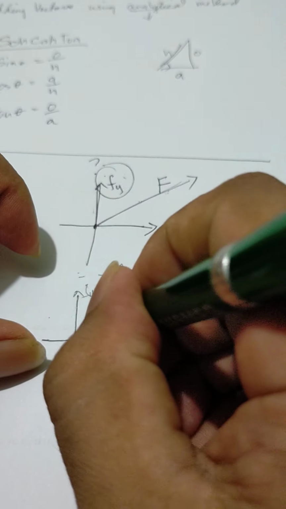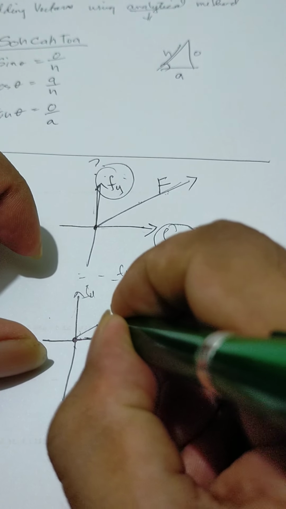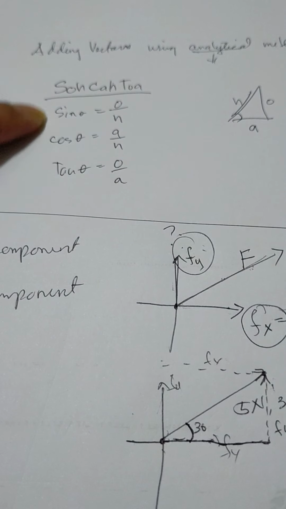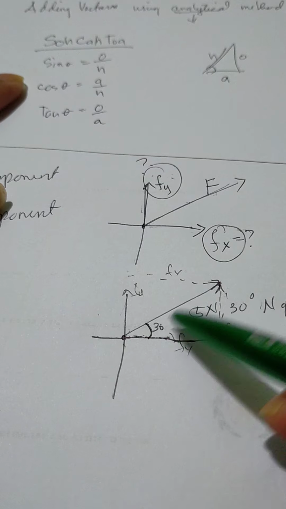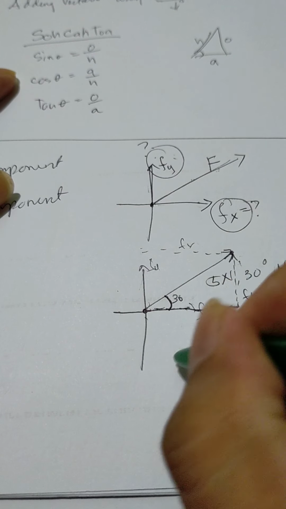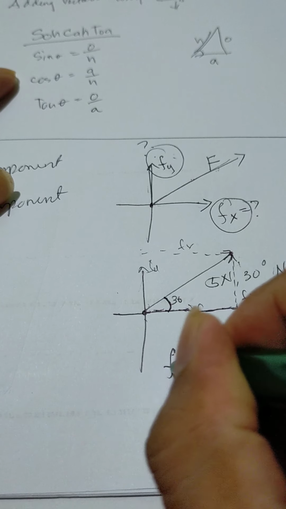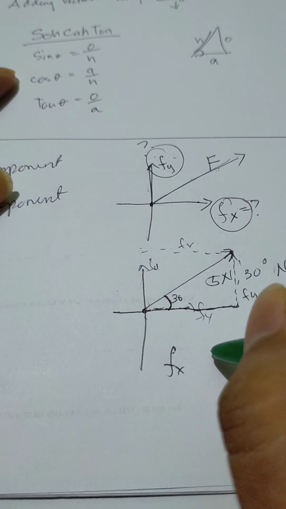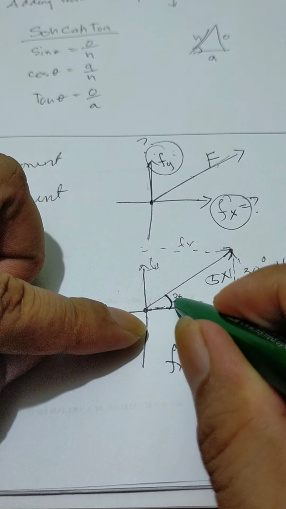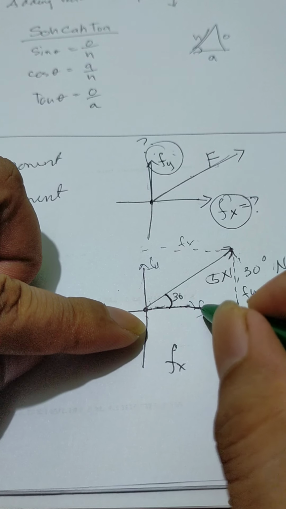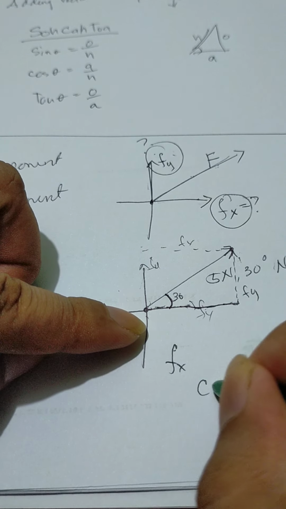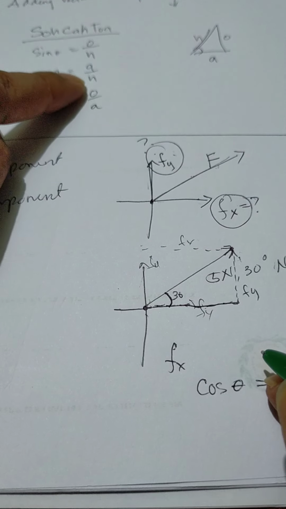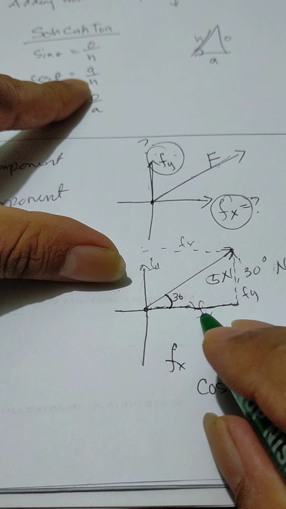How do we do that? This is the angle, and this is 30 degrees. So we will go back to SOHCAHTOA because we are now using an angle. To find Fx, the horizontal component of the force 5 N, what is this side of this angle, adjacent or opposite? This is adjacent. So we have cosine theta equals adjacent over hypotenuse.